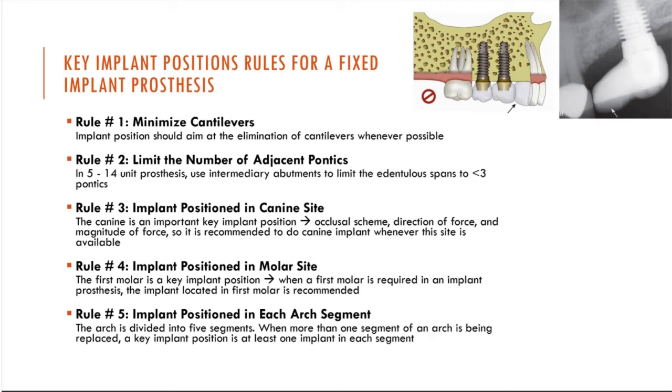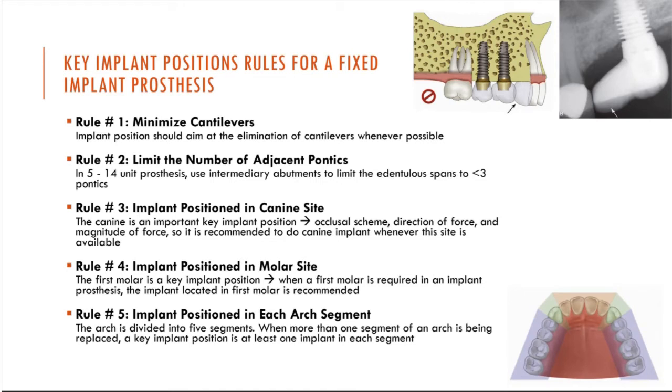For the third rule, the canine is an important key implant position, and it is recommended to place a canine implant whenever this site is available. For rule number 4, the first molar is also a key implant position. When the first molar is required in an implant prosthesis, an implant located in the first molar is always recommended. For rule number 5, if we divide the arch into 5 segments, we have to have at least 1 implant in each segment.